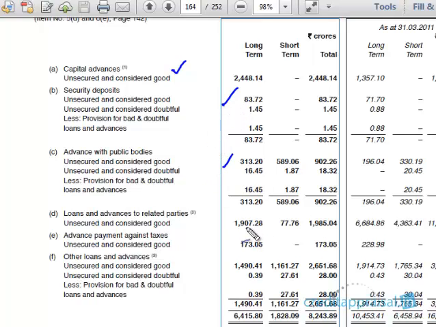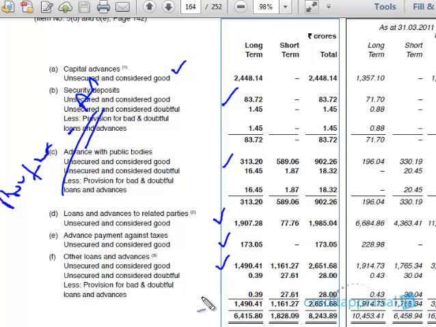Then there are loans and advances to related parties. This we can club under loans and advances, investment in sister companies, associate companies. Advance payment against tax is another item. You can actually do the netting: under liabilities you have provision for taxation, and under assets you have advance tax. You can do the netting, or you can put it here. No problem. Then there is other loans and advances, with no further classification, so we can put it under other liabilities.